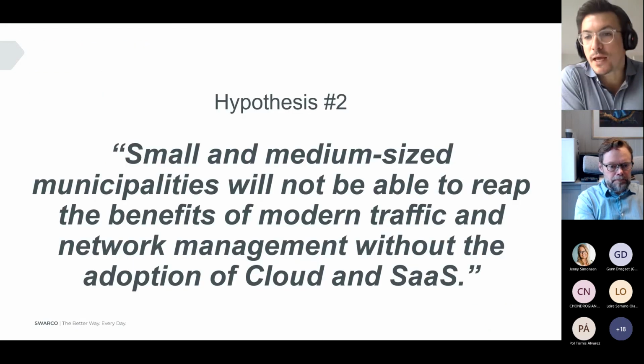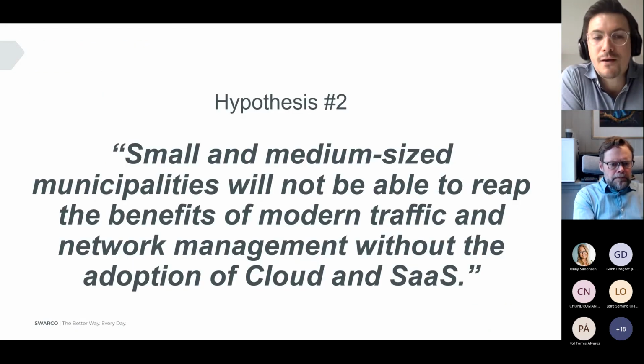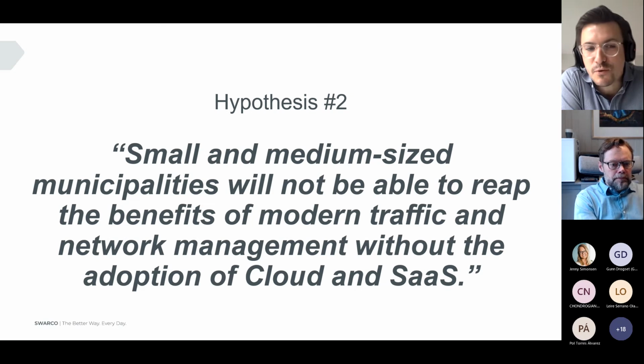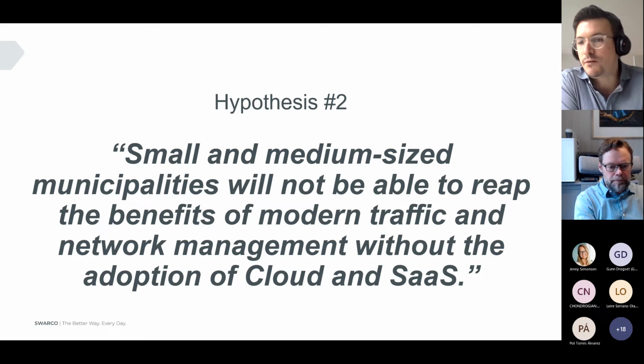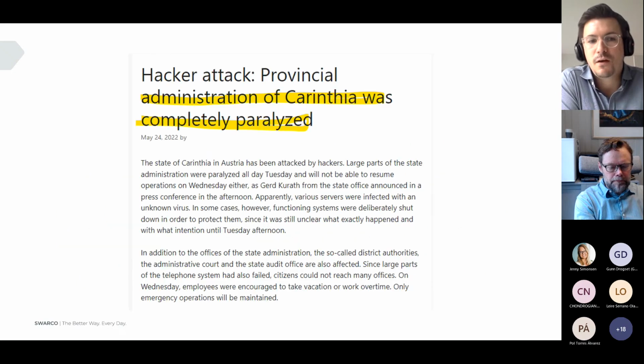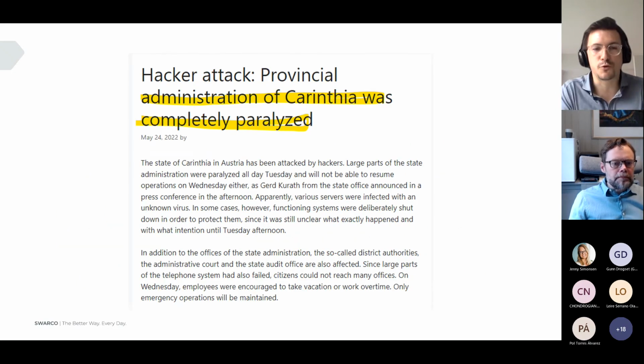So the second hypothesis I throw in the room here is that specifically small and medium-sized municipalities will not be able to reap the benefits of modern traffic and network management without the adoption of cloud and SaaS. That we're deeply convinced about. And then the third one, and here I wanted to show you two screenshots.